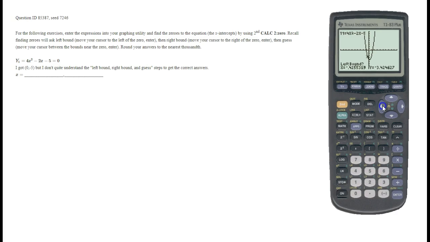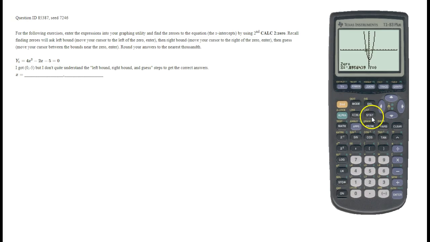So I'm going to scroll up, and notice it says left bound. So my zero is right around there. So I'm going to go just a little bit to the left of it. Enter. Now it's asking for the right bound. So I'm going to go a little bit to the right of where I think the zero is. Enter. Now guess. So there's my guess.